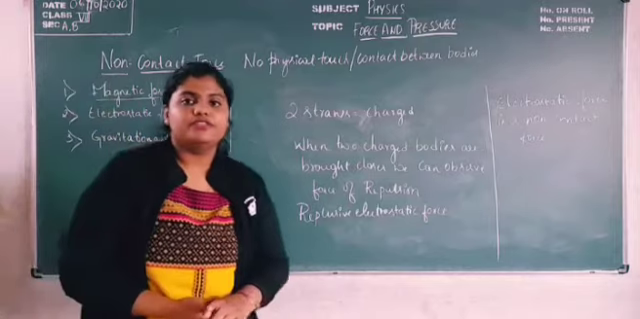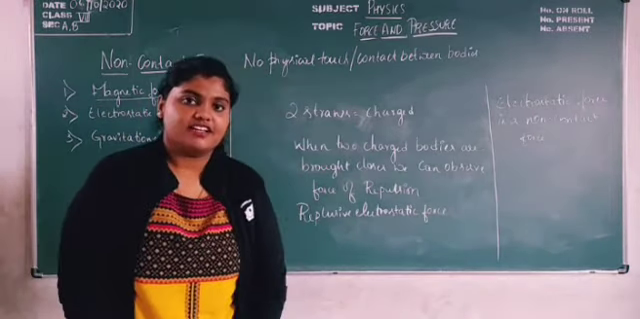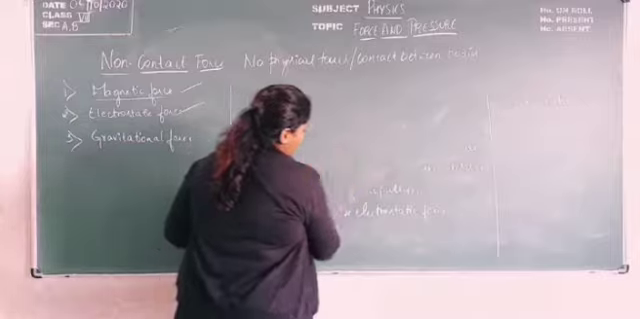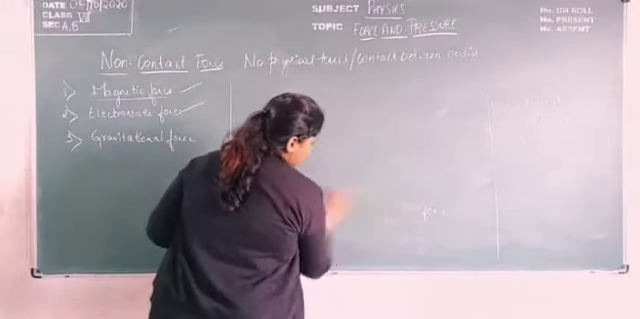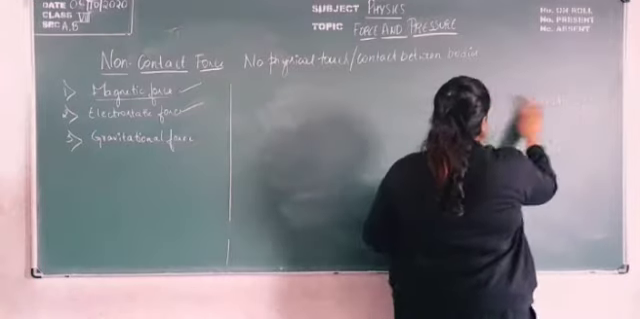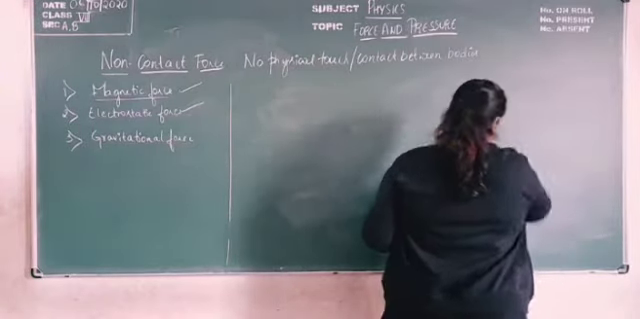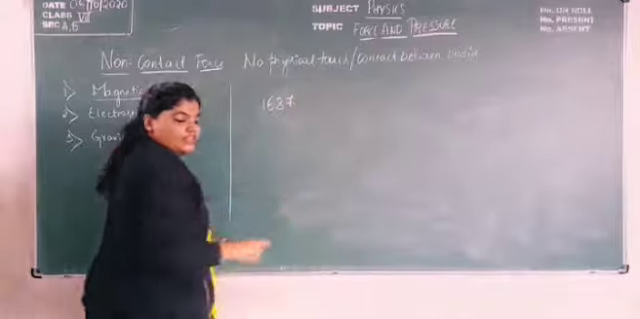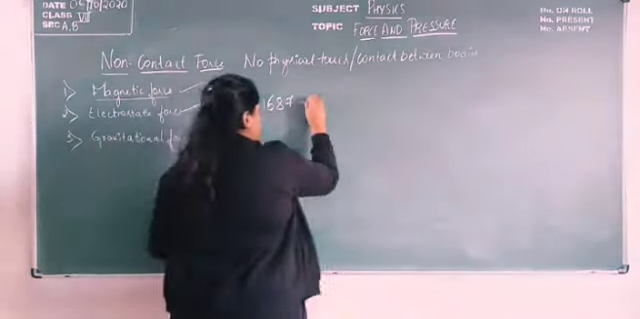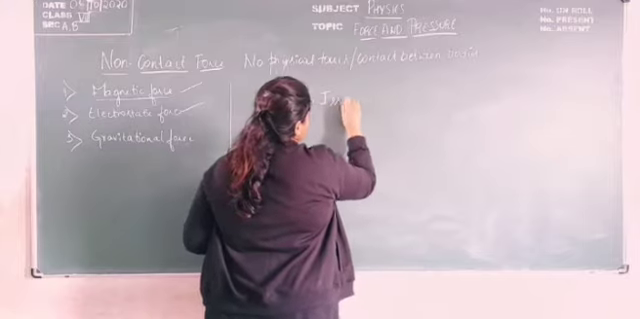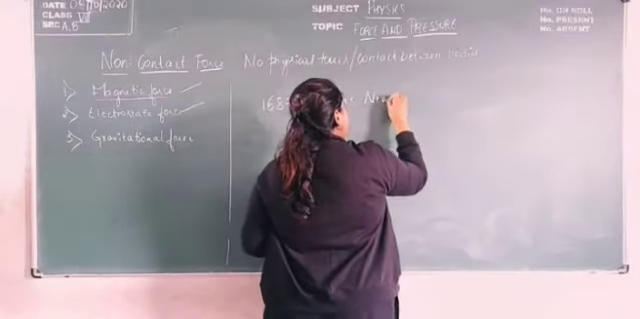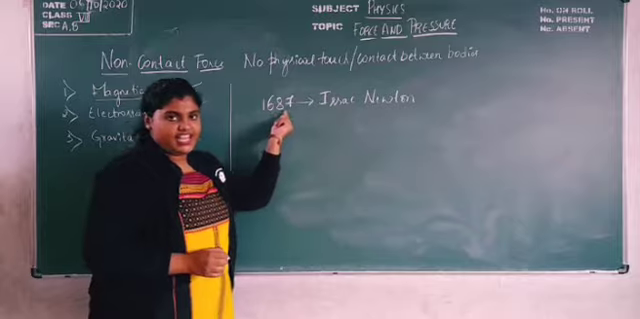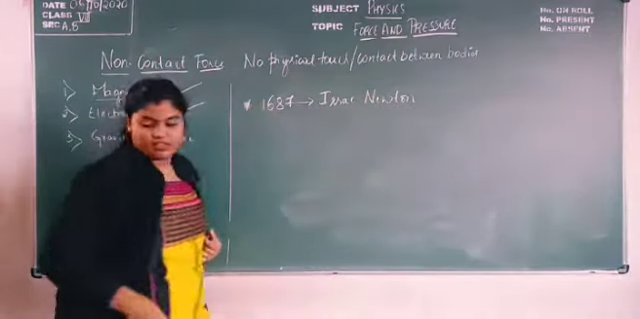Children, do you remember who discovered gravitational force? Yes, gravitational force was discovered by Isaac Newton. Do you know in which year it was discovered? It was discovered in 1687. The force of gravity was discovered by Isaac Newton in the year 1687.